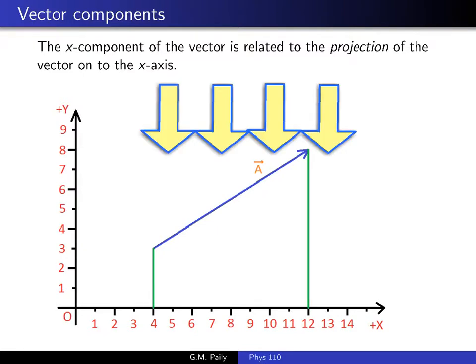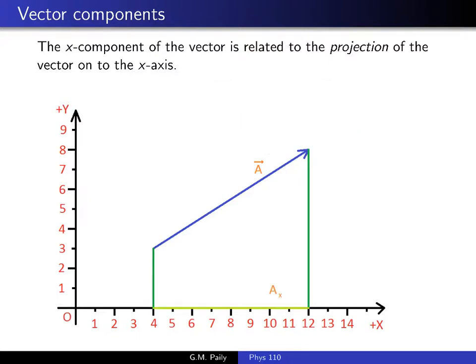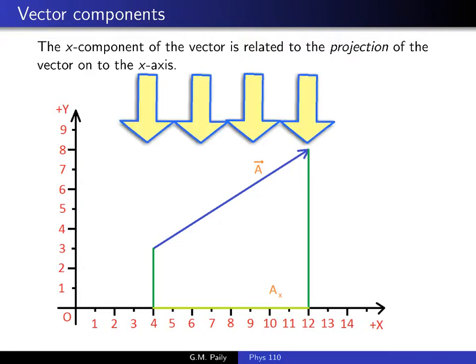You can see here the shadow being cast, and here, this is the shadow. You can see it's not as long as the vector, it's just a projection of the vector, right? Imagining the light coming down, we see that it casts a shadow, and this shadow is called the x component of the vector. Since the vector was named A, we use A subscript x to denote the x component.